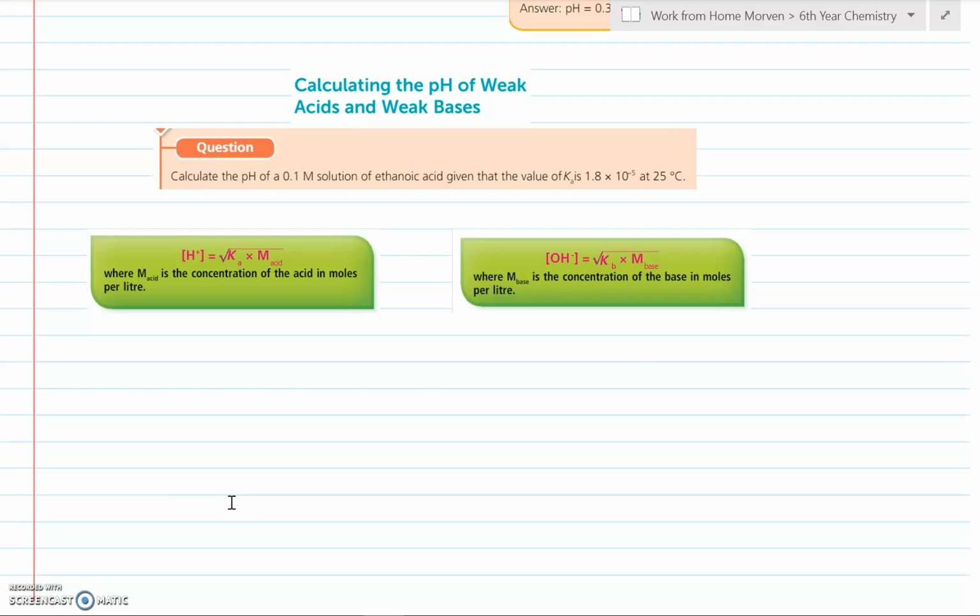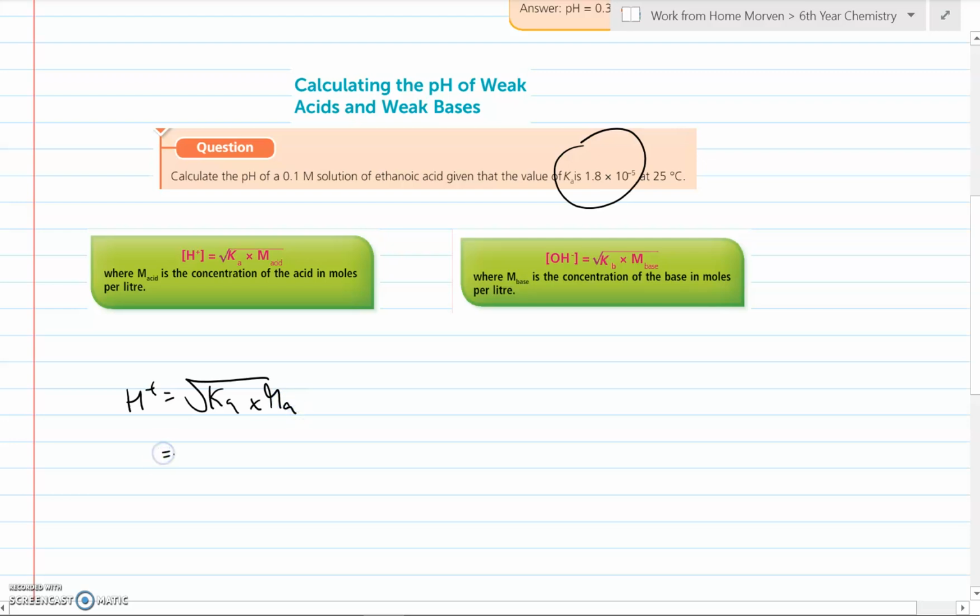Okay, what you have to do in these guys then is where they tell you that you have a solution of ethanoic acid, and we know ethanoic acid is a weak acid, but they tell us here, look, the Ka is 1.8 by 10 to the minus 5, right? So what we have to do is use this formula here, so we can get the H plus ion concentration by literally saying, okay, H plus is the square root of Ka times the molarity of the acid. So that's going to be the square root of Ka here, 1.8 by 10 to the minus 5, and then multiply that by the concentration, which is 0.1.